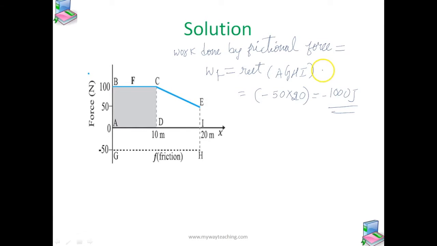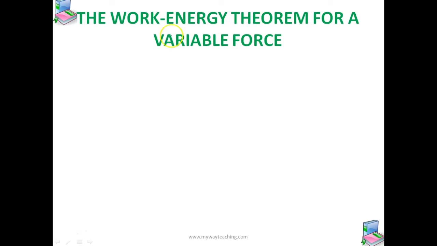So the area on the negative side of the force axis has a negative sign. So this is the simple solution for the two simple problems. Okay. So now let us move to the next part, that is the work energy theorem for a variable force.